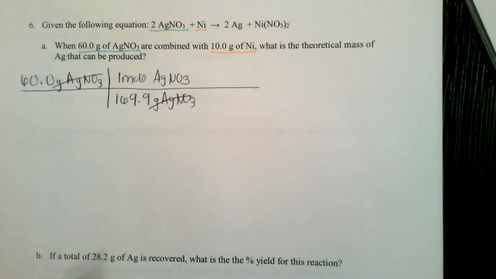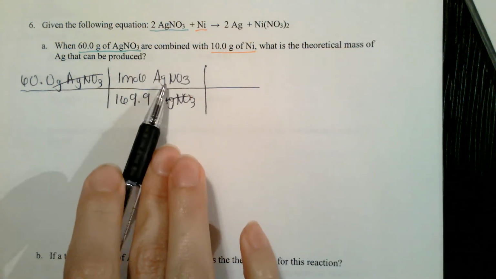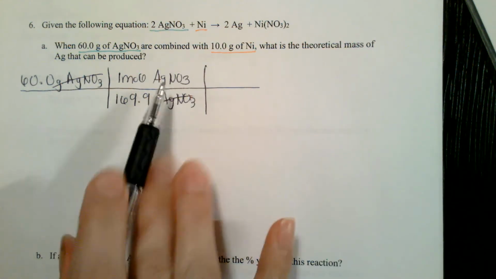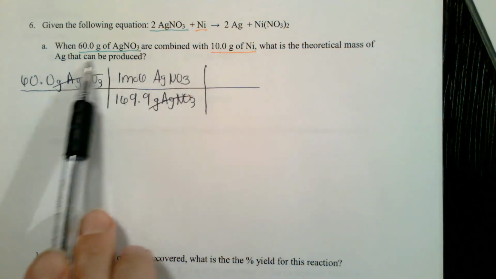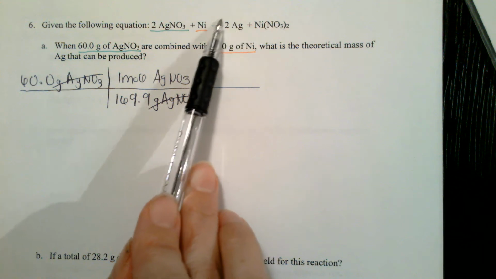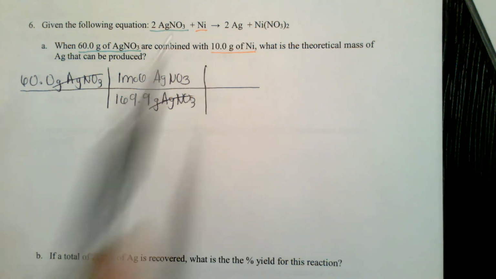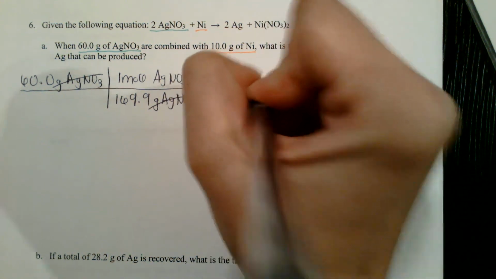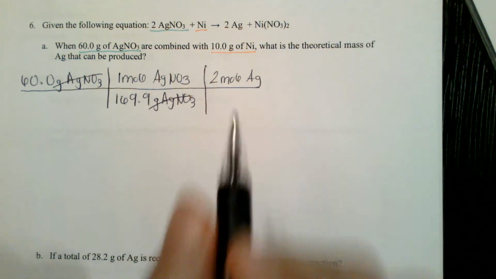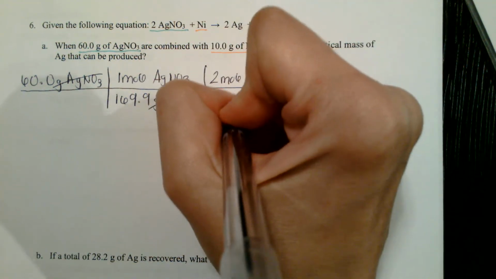Okay, so that cancels there. Now we have moles of AgNO3 that we started with. So now we're going to make a mole ratio. Again, we are solving for silver, so we get 2 moles of silver because our coefficient is 2, and we have 2 moles of silver nitrate.